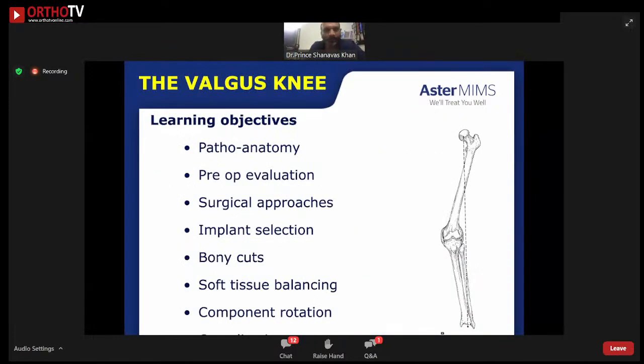Okay, thank you. So I will go directly into the show. These are the learning objectives in a valgus knee. Understand the pathoanatomy of a valgus knee, then how to evaluate preoperatively, what are the surgical approaches, how will you select the implant, how will you do the different bony cuts, how will you balance the soft tissues, component rotation, and finally we'll go into the complications.